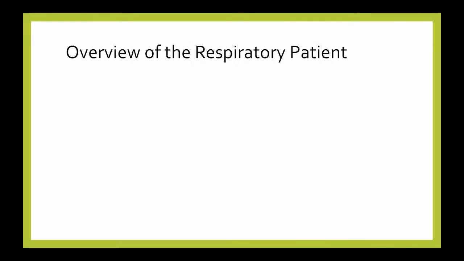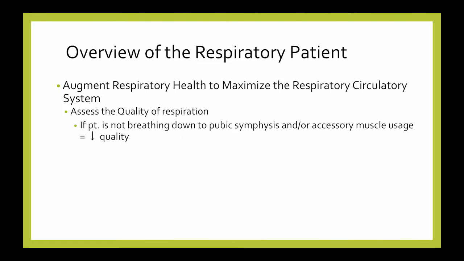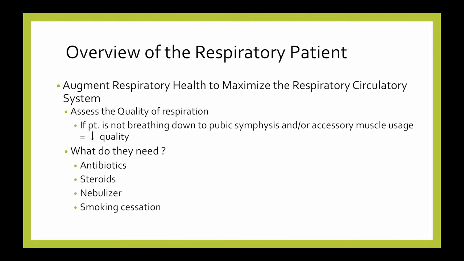So when we're talking about the overview of the respiratory patient, the primary goal is to augment respiratory health to maximize the respiratory circulatory system. Number 1, assess the quality of respiration. If the patient is not breathing down to the pubic symphysis and/or if those accessory muscles are in use, that means there's decreased quality of respiration. And remember, if you see accessory muscle usage, that means the patient is in respiratory distress. Accessory muscle usage is a late sign, not an early sign of respiratory distress.